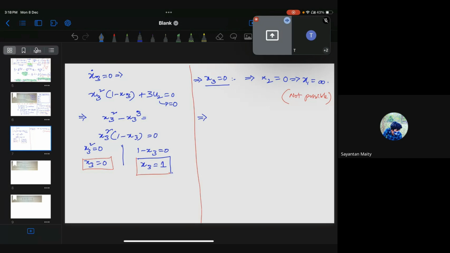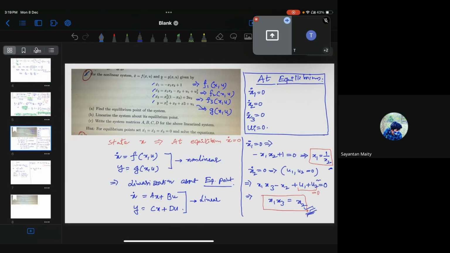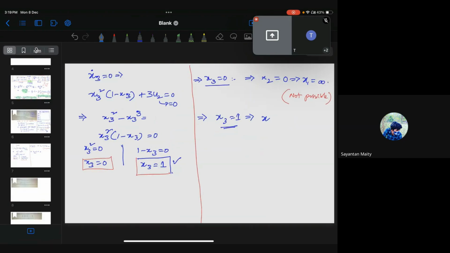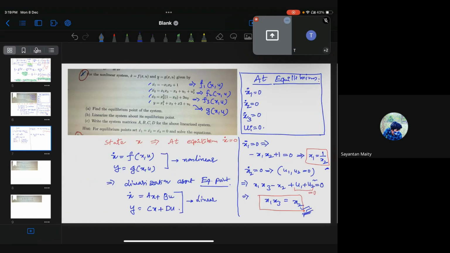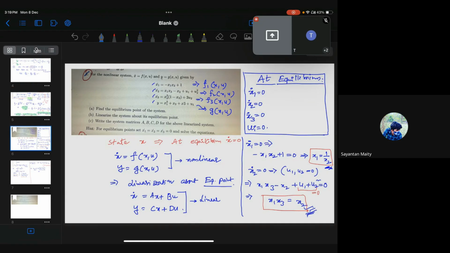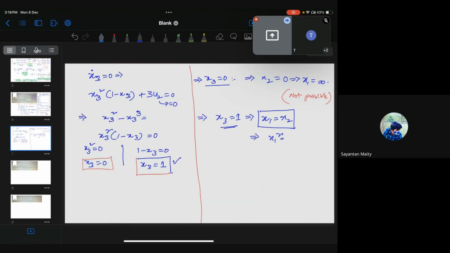Now the second case, x3 equal to 1. In that case, you will get from this equation that x1 is equal to x2. Then using this condition, you will get x1 squared equal to 1. It means that x1 is equal to plus or minus 1.